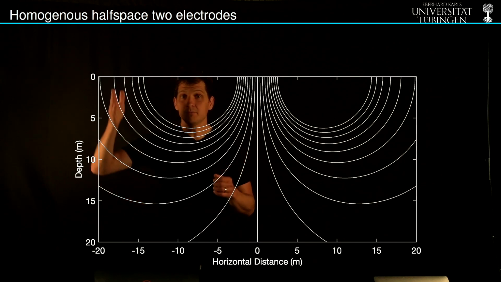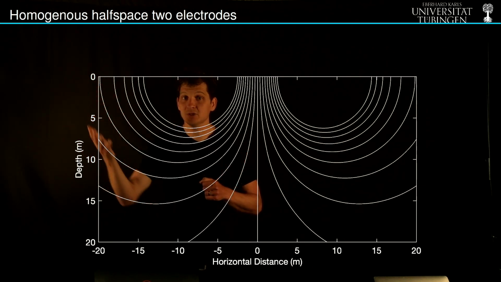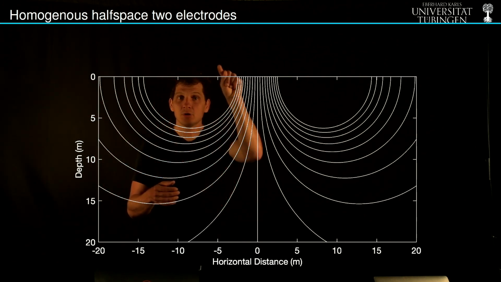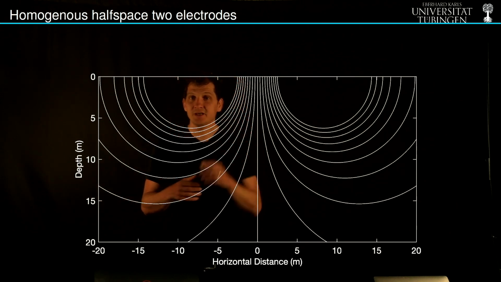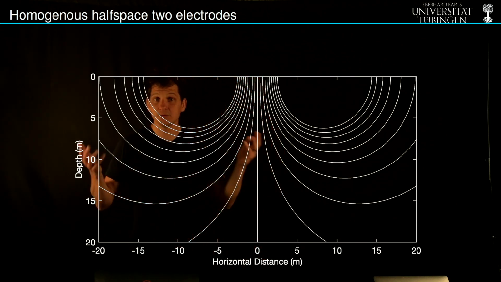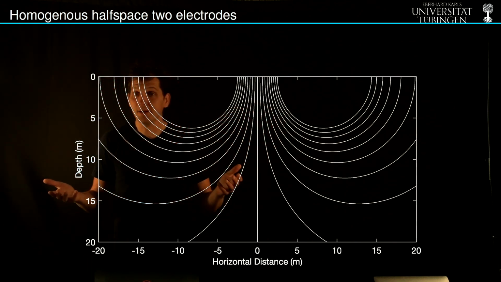Far away from the other electrode, the equipotential lines are almost radially symmetric, corresponding to the solution of the previous case. But as we get closer, we see significant deviations. In particular, this central equipotential line marks the zero contour where both individual potentials cancel essentially for all depths.